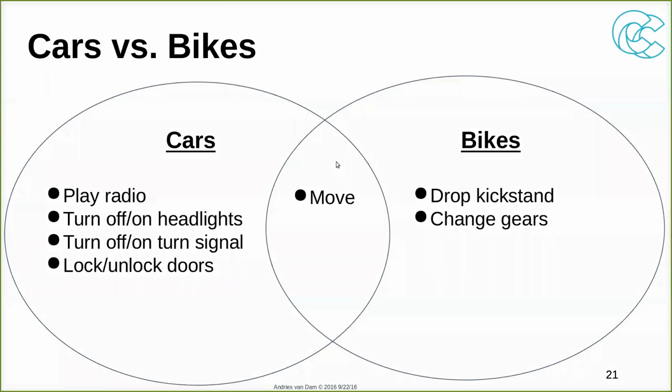So the common thing between cars and bikes is that both of them move. But there are also lots of differences, right? One of them runs by a motor, for example, the other bike doesn't. There are ways to play the radio, turn on, turn off the headlights and so on. And in the case of bikes, you can put the stand and then change the gears.